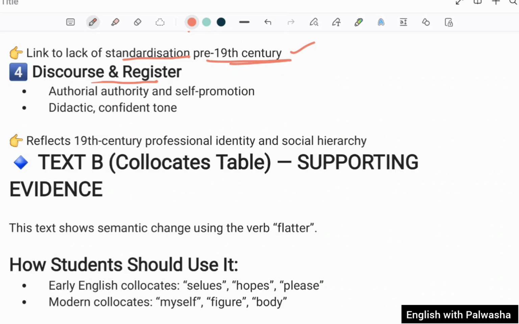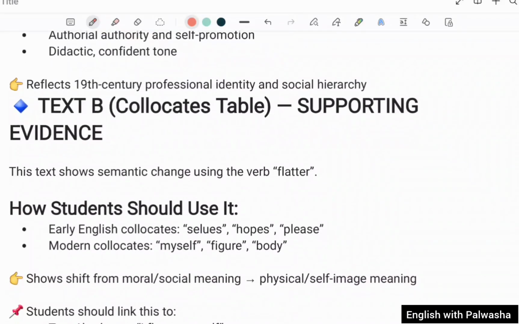There was discourse and register. What is the tone? Authorial authority and self-promotion, a didactic and confident tone. This you have to talk about. It reflects 19th century professional identity and social hierarchy.